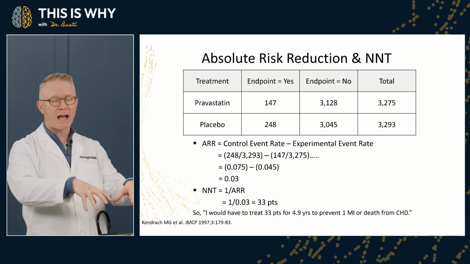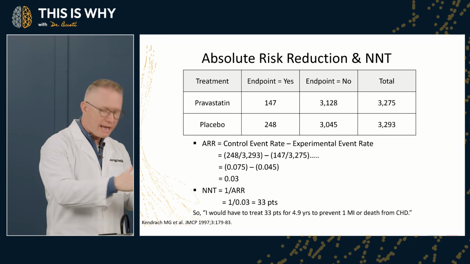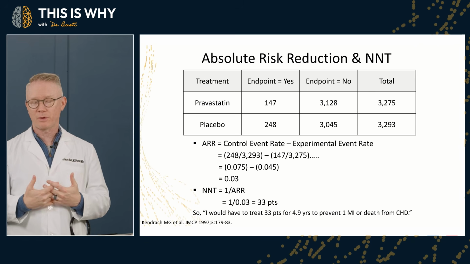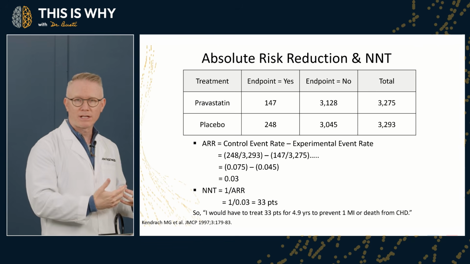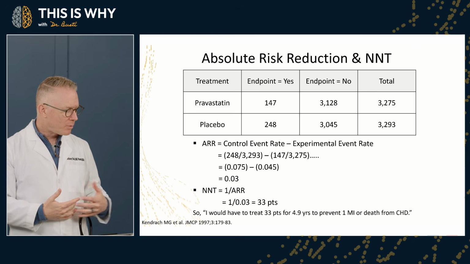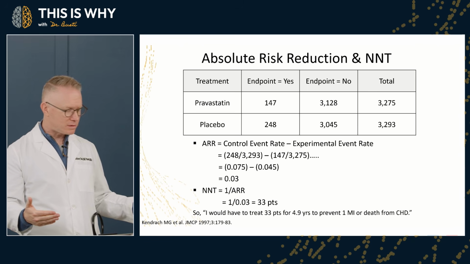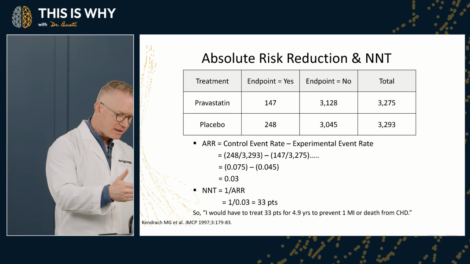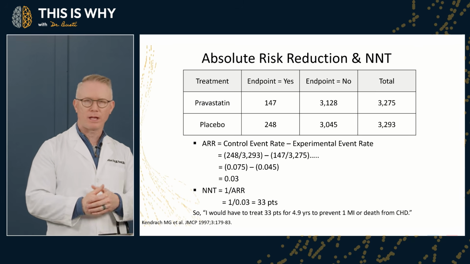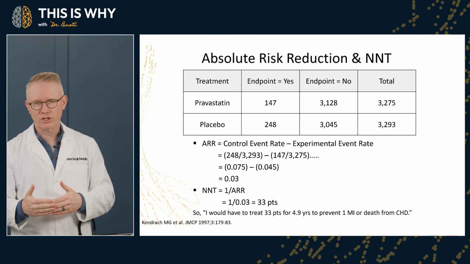Sometimes it's advised, if you're preparing for a board exam and you're using this content for that, to create these tables. If you're doing your own analysis, I think it's also helpful as an author or researcher to create your table so you keep it organized and you don't make mistakes. But when you look at the actual control event rate versus the experimental rate, and you take the absolute difference between them, you get 0.03. So that's the absolute risk reduction.